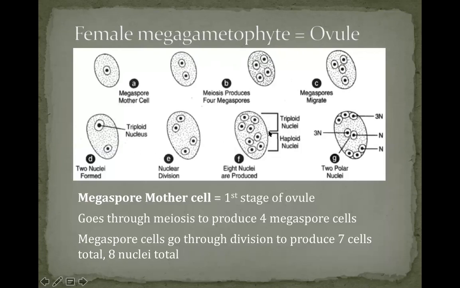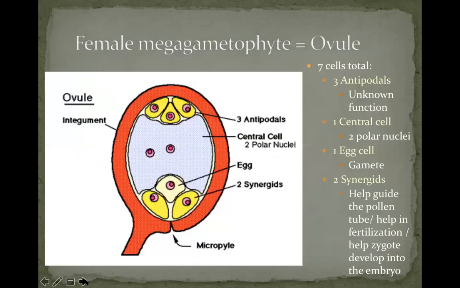I don't need you to know that part. The only thing that I need you to know is that at the end of it, after all of those series of cell divisions, it's going to produce 7 cells total with 8 nuclei. And I'll tell you why there's an extra nuclei now. So like I said, once the megaspore undergoes a series of multiple cell divisions, it'll produce 7 cells and 8 nuclei.